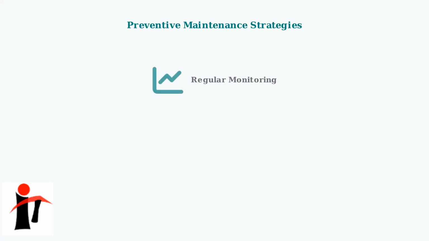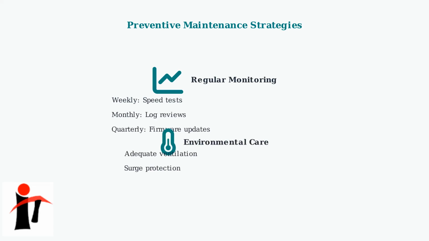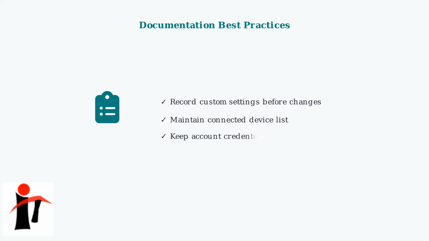Preventing future connectivity issues requires proactive maintenance strategies. Regular monitoring includes weekly connection speed tests, monthly router log reviews, and quarterly firmware update checks to ensure optimal performance. Proper documentation prevents configuration loss during future resets. Record all custom settings before making changes. Maintain a list of connected devices, and keep TalkTalk account credentials easily accessible for quick recovery.